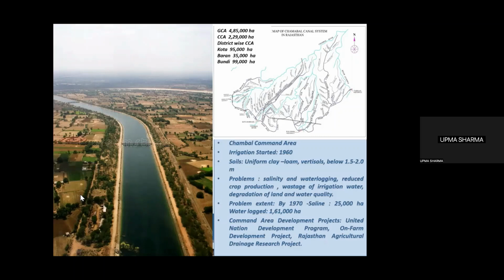By 1970, this program was supported by the World Bank, and another program was introduced, known as the On-Farm Development Program, which is still in process. It has got very good results. This has improved on-farm irrigation and surface drainage. The main aim of this program was to increase the efficiency of on-farm irrigation and surface drainage.